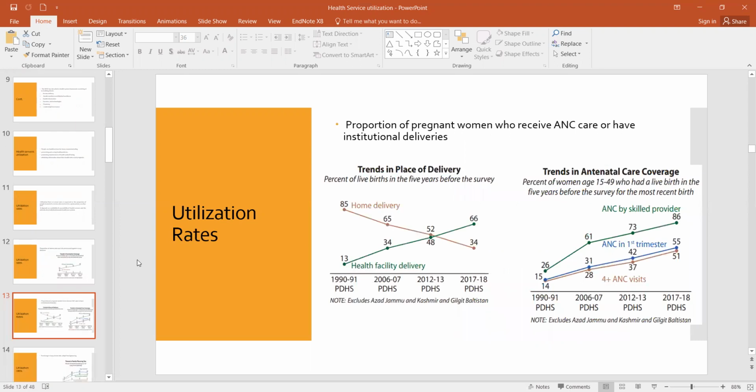Proportion of pregnant women who receive antenatal care or have institutional deliveries. There is a trend in the changing place of delivery. In 1991, only 13% deliveries.